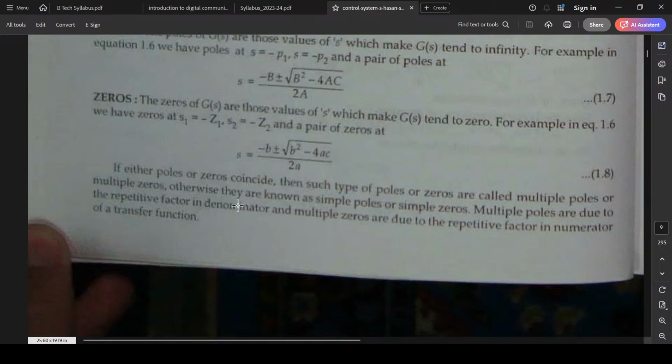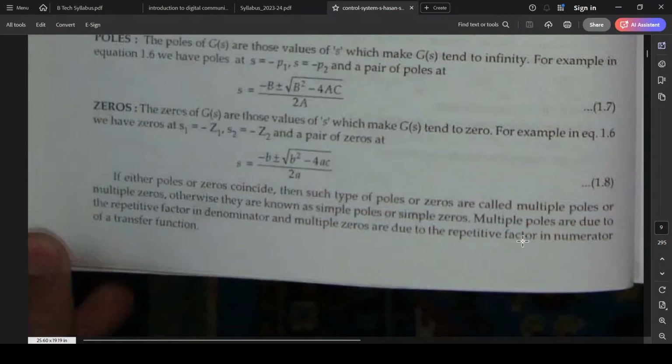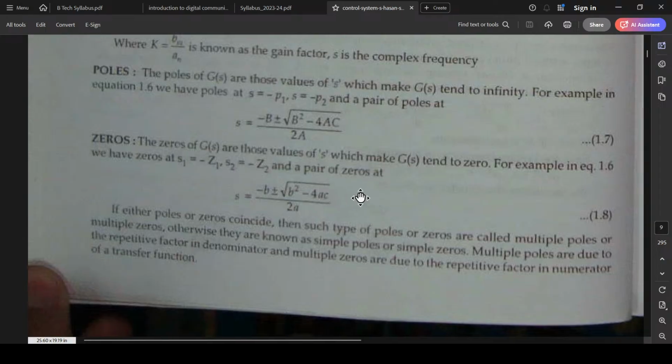If either poles or zeros coincide, for example, there is a value of pole which is minus 4 and there is a value of zero that is also minus 4, then if they coincide, such poles or zeros are called multiple poles or multiple zeros. Otherwise, the values which do not match or are not the same are called simple zeros, simple poles. Multiple poles are due to a repetitive factor in the denominator, and multiple zeros are due to a repetitive factor in the numerator.